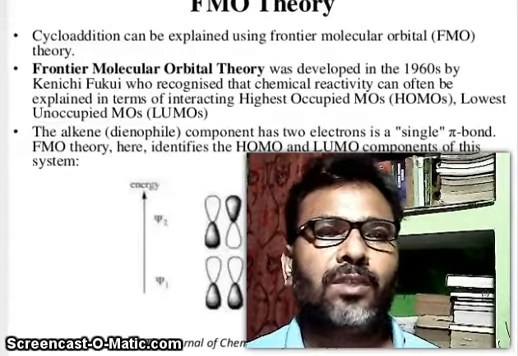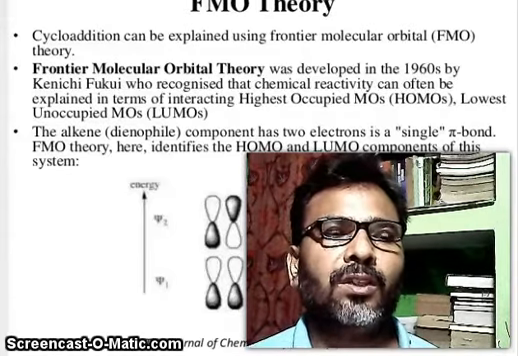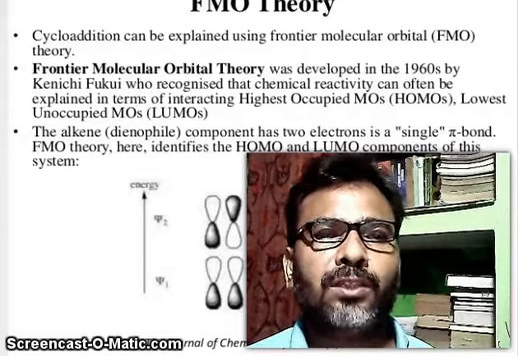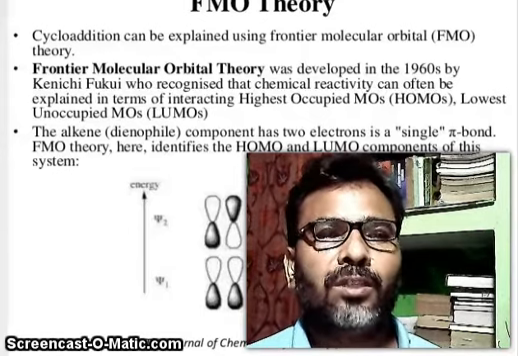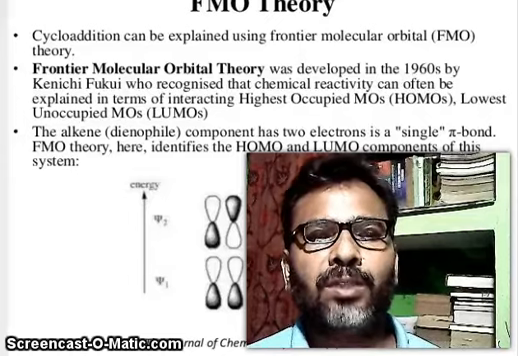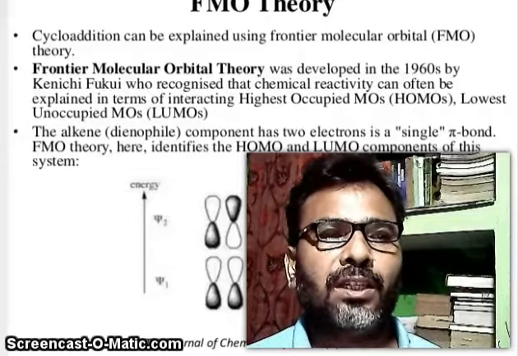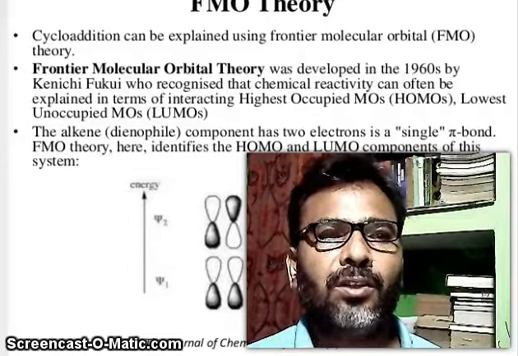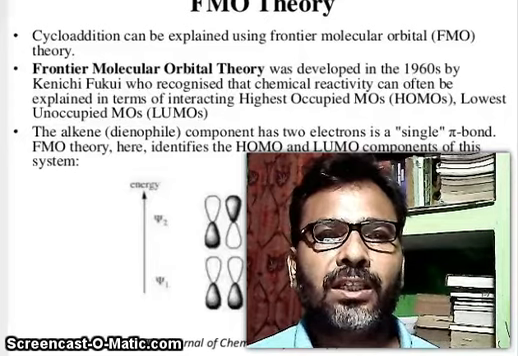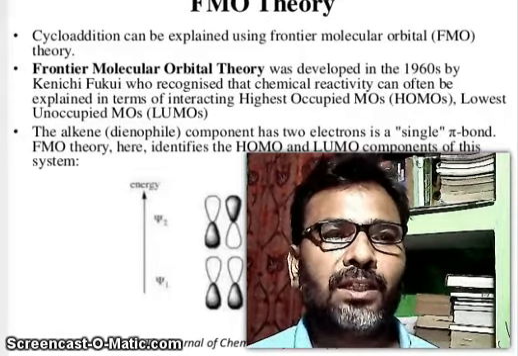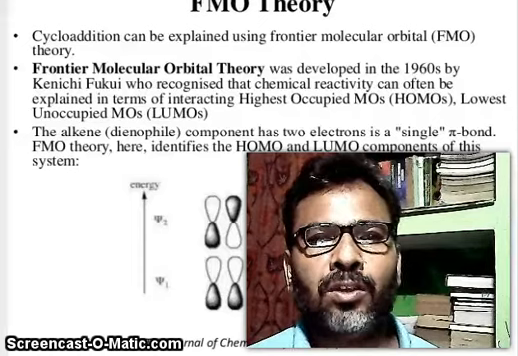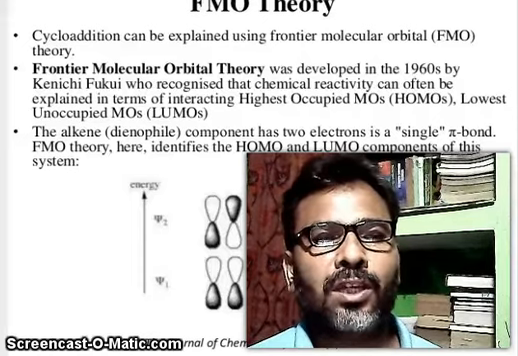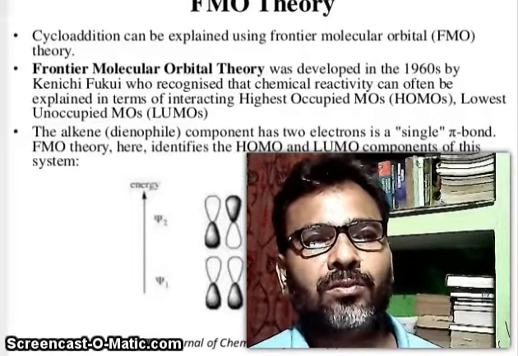Now, the HOMO-LUMO approach. Cycloaddition can be explained using frontier molecular orbital theory. Frontier molecular orbital theory was developed in 1960 by Kenichi Fukui, who recognized that chemical reactivity can often be explained in terms of interacting highest occupied molecular orbitals, HOMO, and lowest unoccupied molecular orbitals, LUMO.